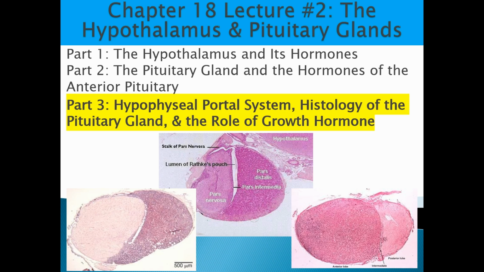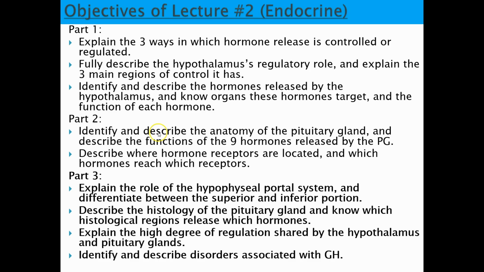Obviously, growth hormone is a pituitary hormone, but we're going to start talking about its impacts when things go awry with growth hormones. We're going to start introducing you to what happens when hormones aren't secreted appropriately or are secreted at too high of a level or too low. So let's get into this.